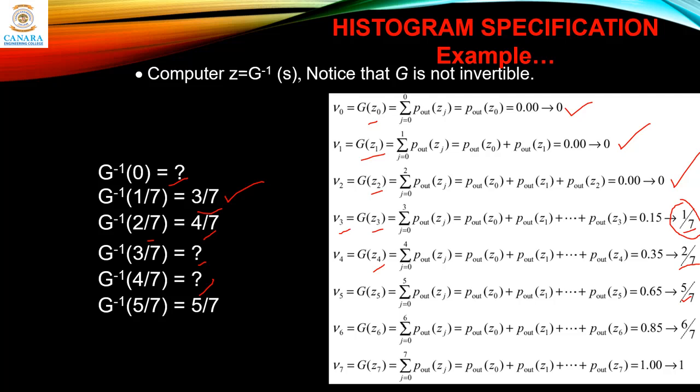And G inverse of 5 by 7 here maps to 5 by 7, so level 5 by 7 will acquire the pixel values of 5 by 7 of the input image, and 6 by 7 will map to 6 by 7, so direct mapping there. And level 1 maps to level 7, that is basically 7 by 7 mapping to 7 by 7. Okay, equal or same mapping. So this is how we do the inverse mapping.